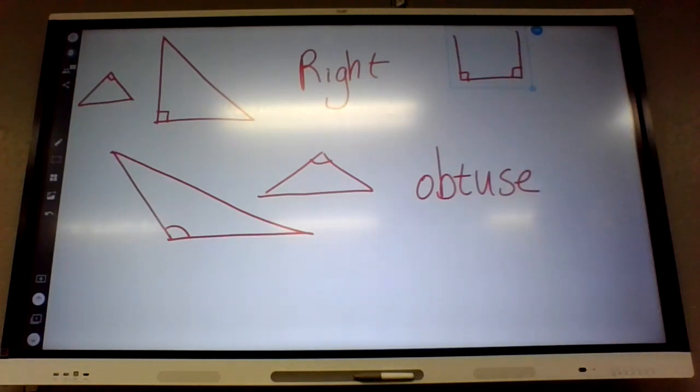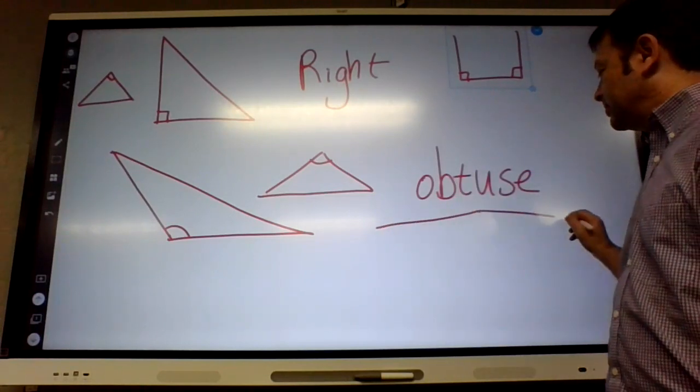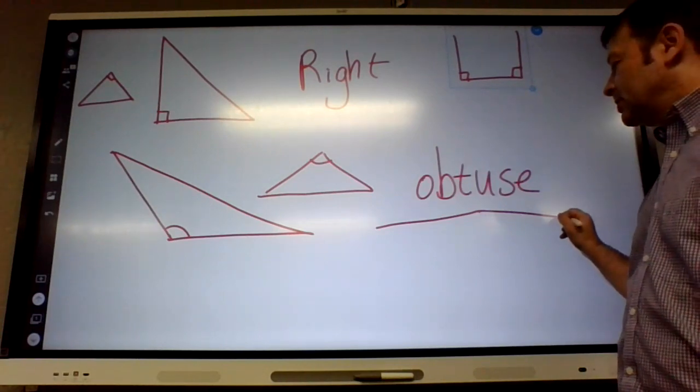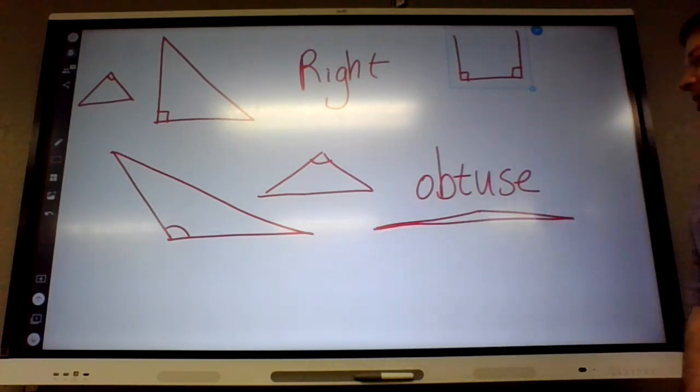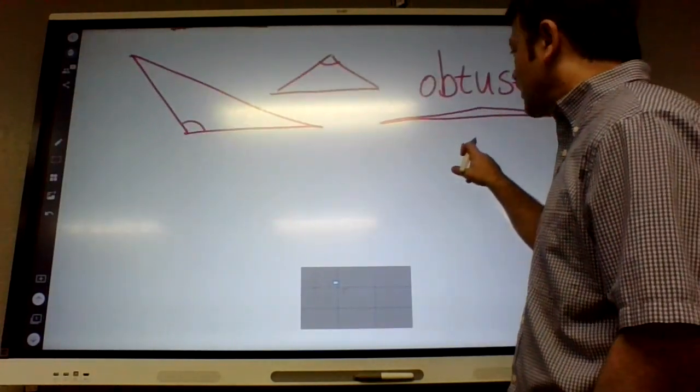Could you have an obtuse triangle where the obtuse part is like 179 and the other two are like a half? Yeah, well, if you draw a 179-degree angle, it almost looks like a straight line, right? So it would be really hard to draw. I can't really do it.